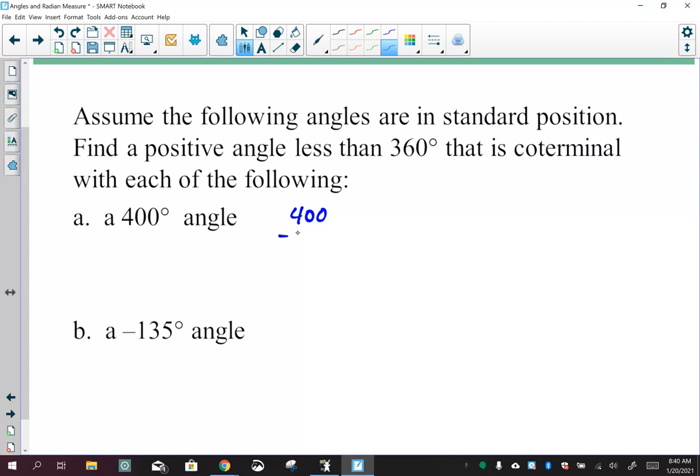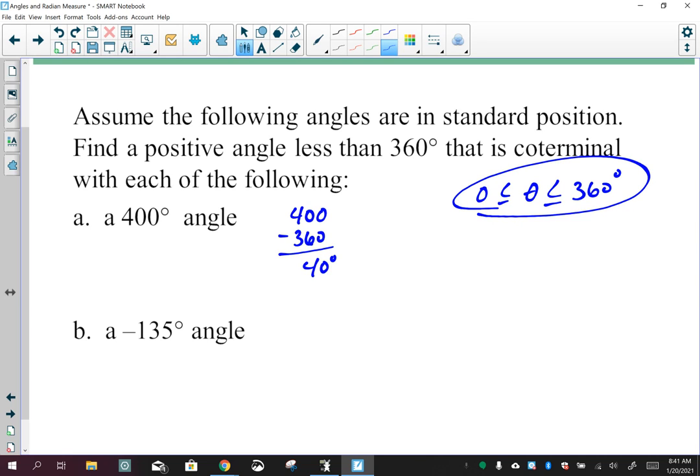400 degrees is obviously more than 360 degrees. So I'm going to subtract, and I get 40 degrees. 40 degrees does meet the requirements of being in between this piece right here. And since it meets that requirement, I'm done. 40 degrees falls within that range, and so my answer is going to be 40 degrees.